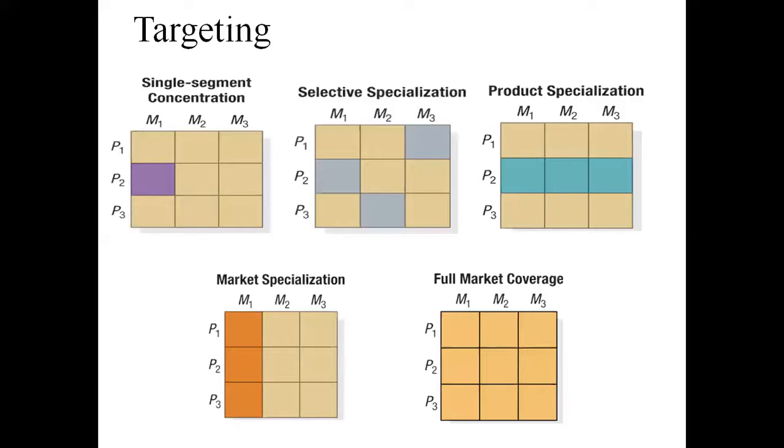Next is market specialization. In this you will select a single market and try to satisfy all needs of that particular market. Your business focuses on supplying many products to one market segment. For example, you might be supplying all types of sporting goods to sporting goods stores, like soccer, tennis products, or cricket, indoor or outdoor, all kinds of products you are supplying for a single market.